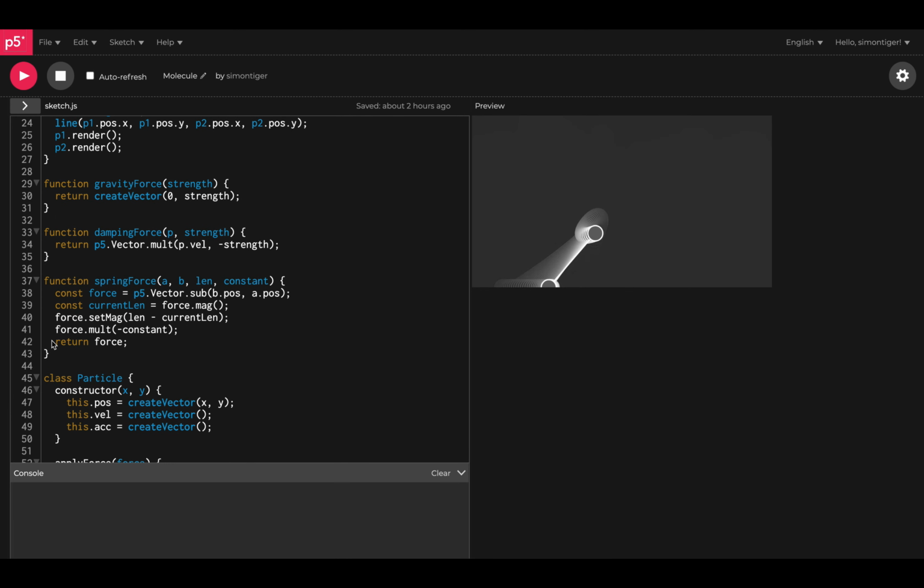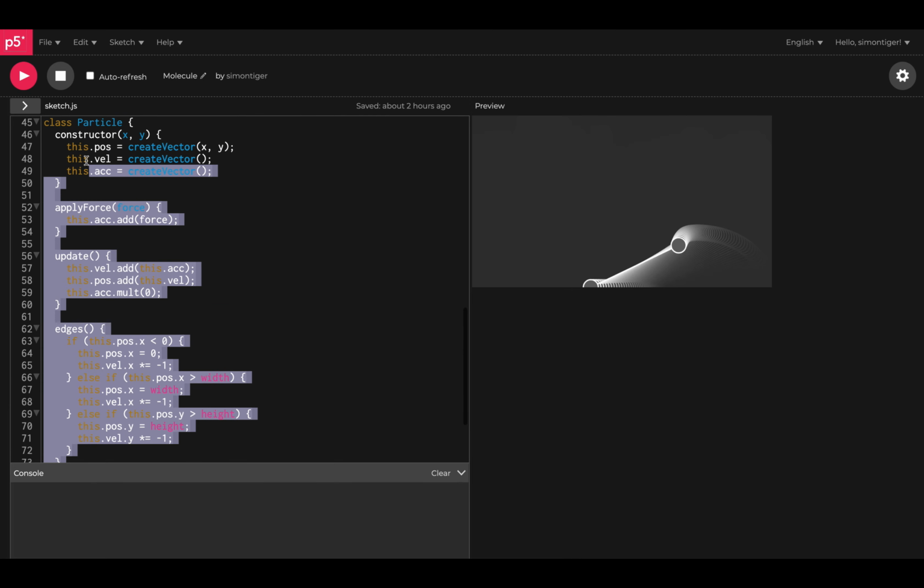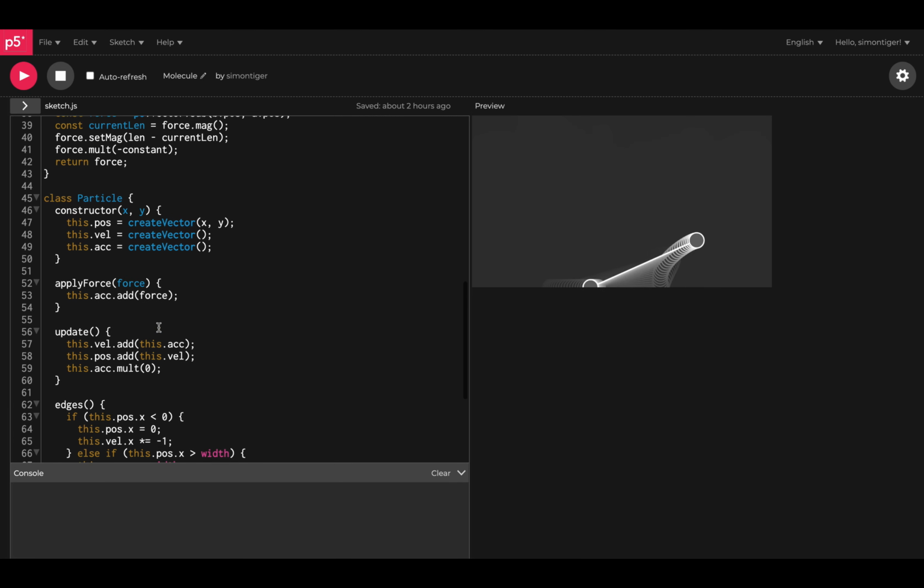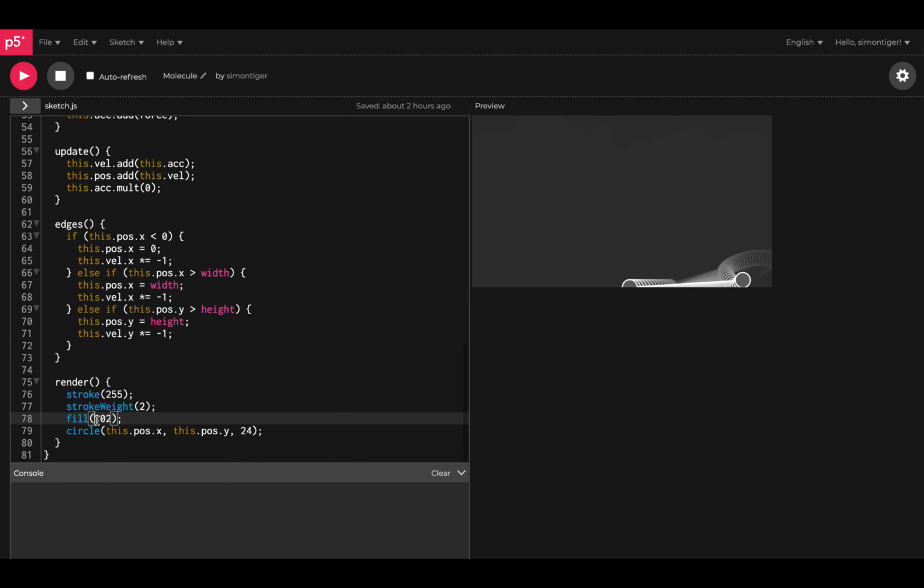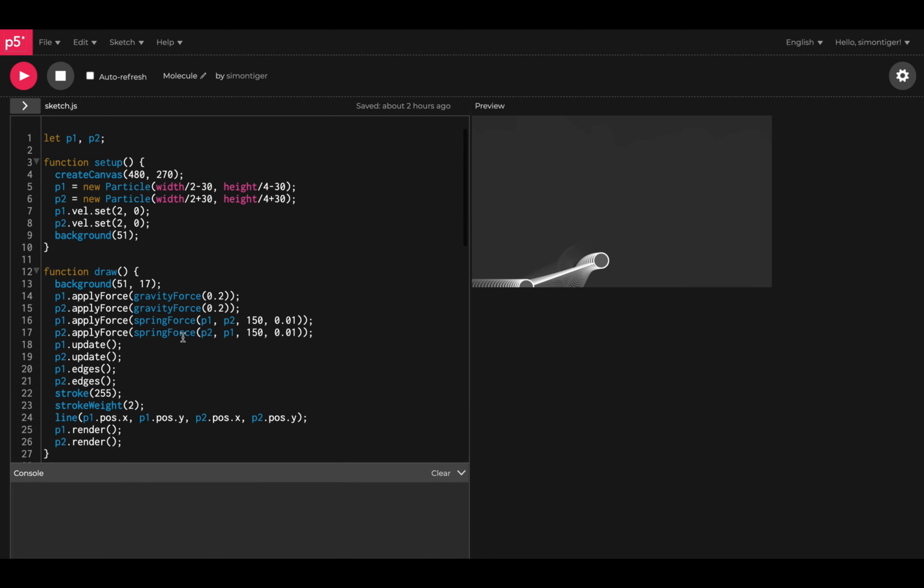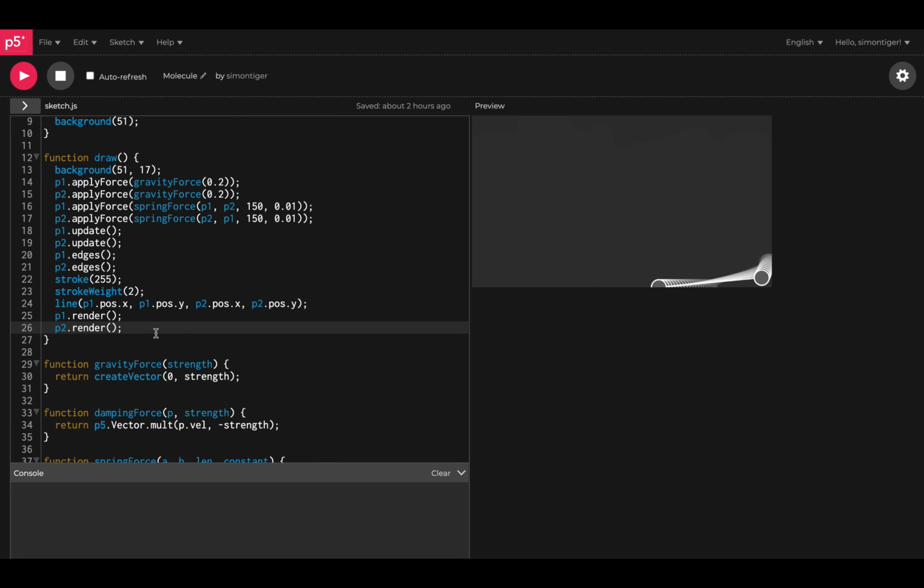So I just have a few functions for all the forces. I ended up not using the damping one, but yeah. And then I just have a particle, and it can render itself. It can update itself. It can bounce off of things. Yeah, that's pretty much all there is to it. I then just apply the various forces. I apply the gravity force, and then I apply the spring force.